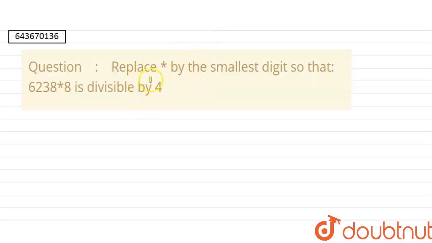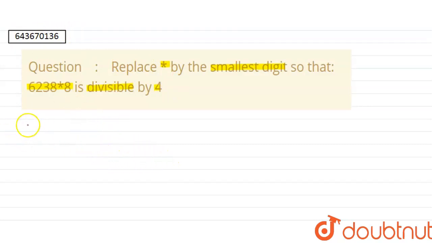Hello everyone. The question states that replace star by the smallest digit so that 6238 star 8 is divisible by 4. We have to put some digit in place of star so that the resulting number is divisible by 4.